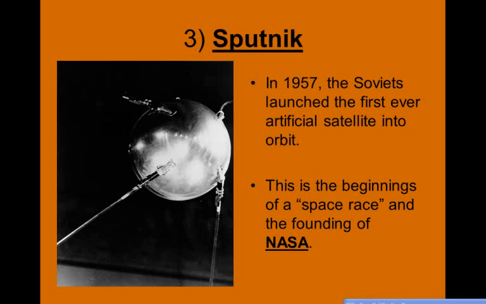A third event is the launching of Sputnik. That's a picture of Sputnik, which looks sort of like a salad bowl with some antennas sticking off of it. But Sputnik was actually much more important than that. In 1957, the Soviet Union launched the first ever artificial satellite into orbit around the Earth.